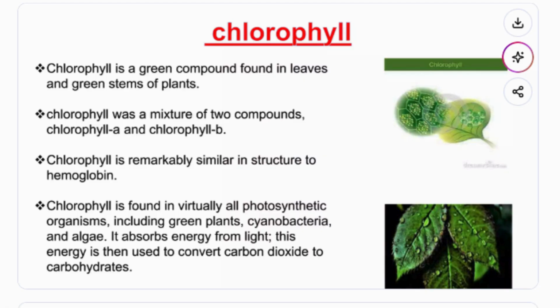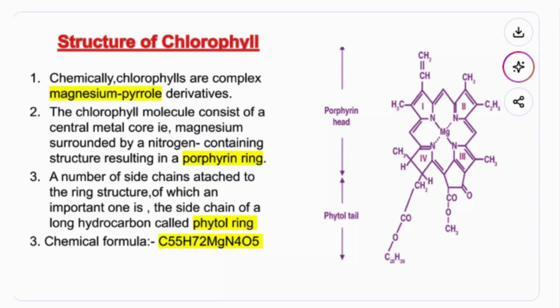Chlorophyll is found in virtually all photosynthetic organisms including the green plants, cyanobacteria, and algae. It absorbs the energy from light, and this energy is then used to convert carbon dioxide to carbohydrates. The structure of the chlorophyll.